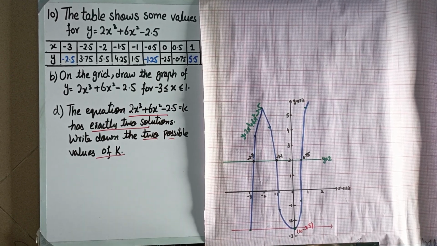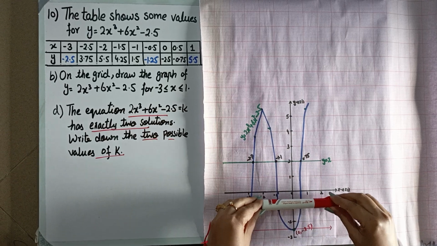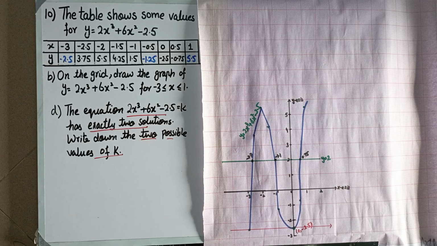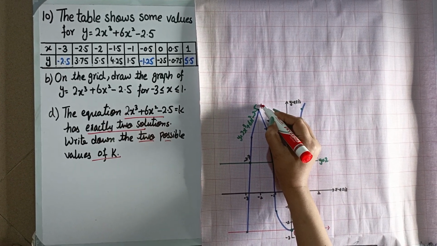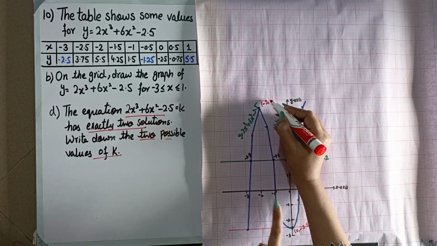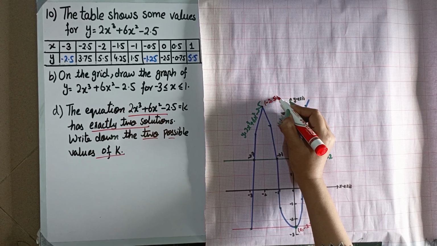If you keep on sliding this red line upward, you will see that it will meet the graph at the maximum point, that is this one. So the maximum point will be for the value of x minus 2. The value of y is 5.5.